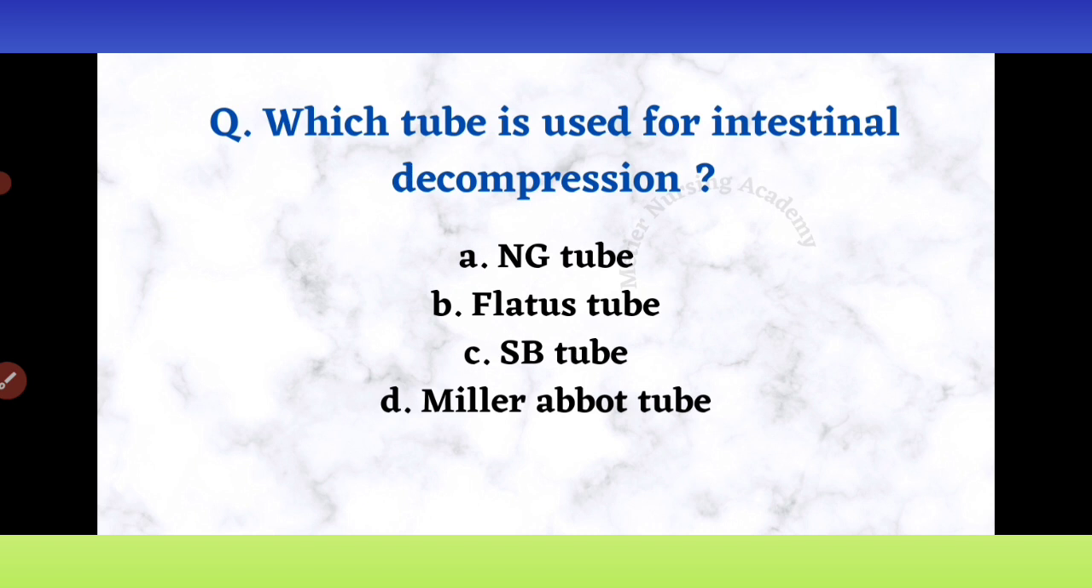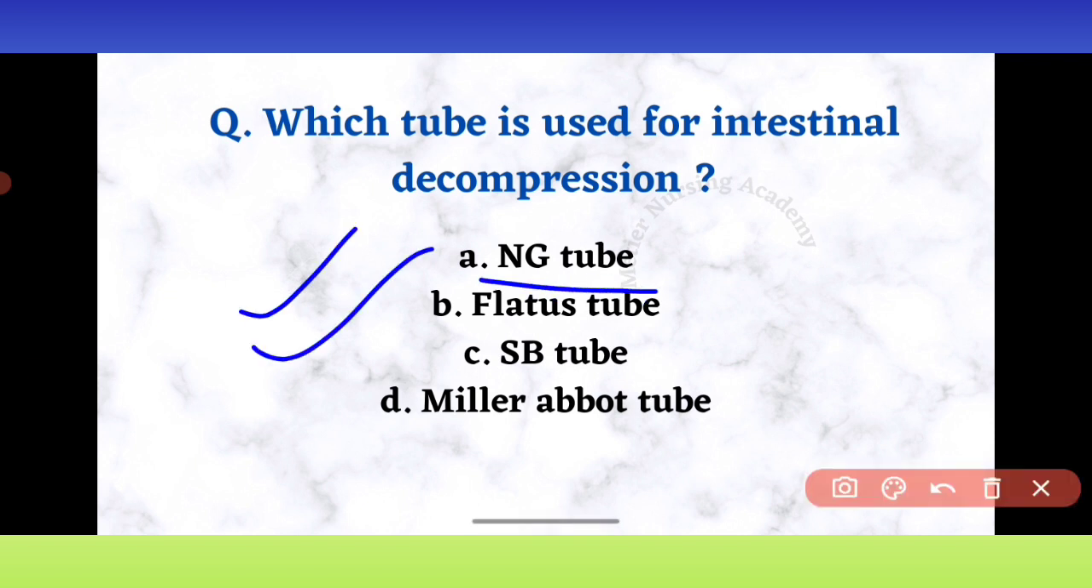So let's see the rationale behind each and every option, so that we can come to a conclusion of the correct answer. The NG tube. As you all know, the NG tube is used for feeding or giving drugs and to remove the substance from the stomach by means of aspirating the stomach contents. So it is not going to decompress the intestine. So we can remove the option A. And the next one is flattest tube.